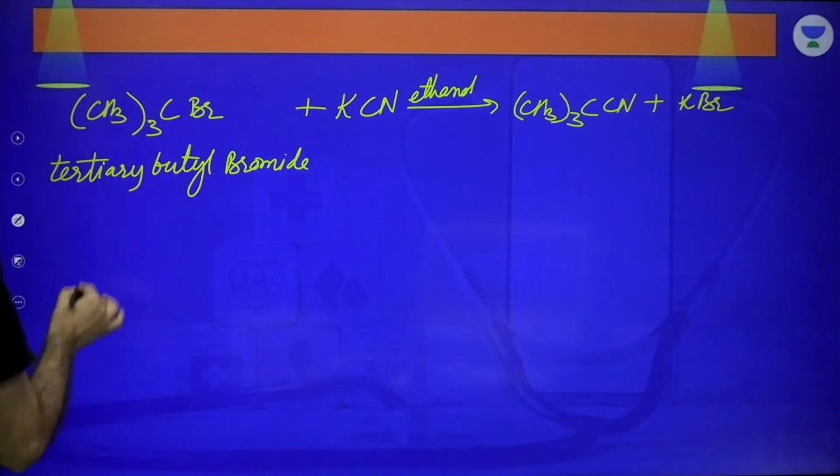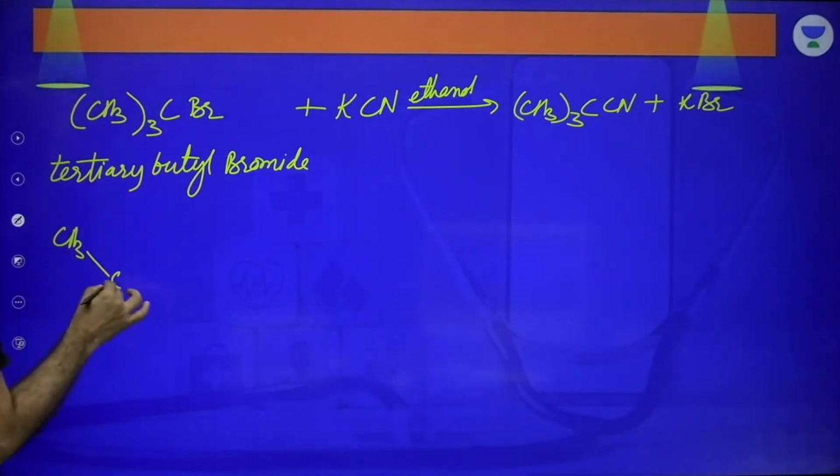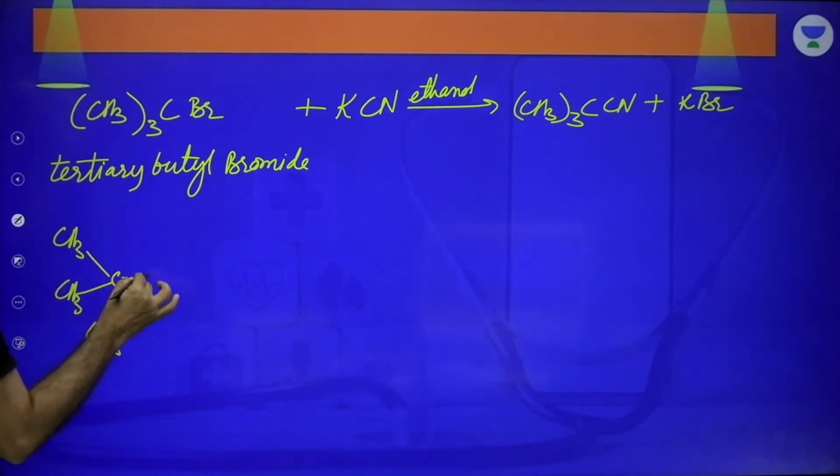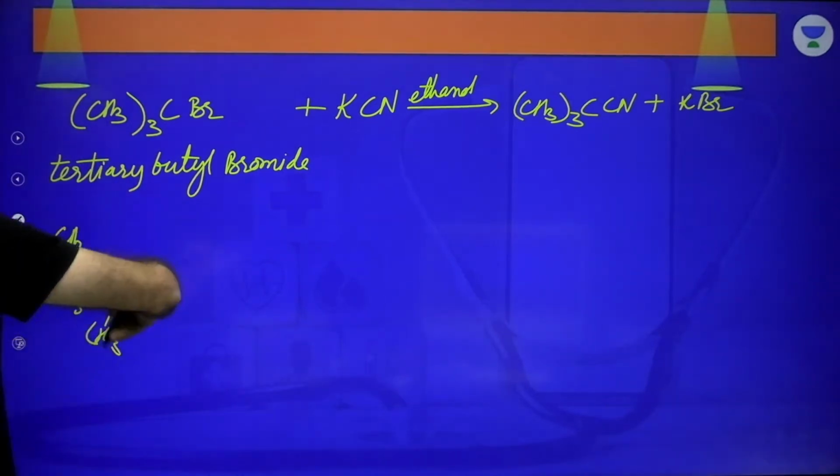Now, what happens is we have this (CH3)3C-Br. Here this carbon is quite clustered.